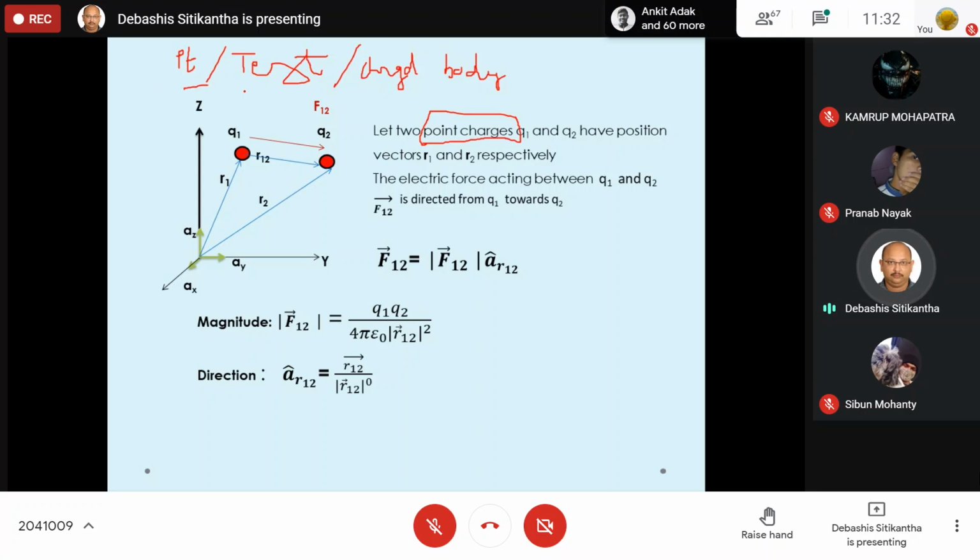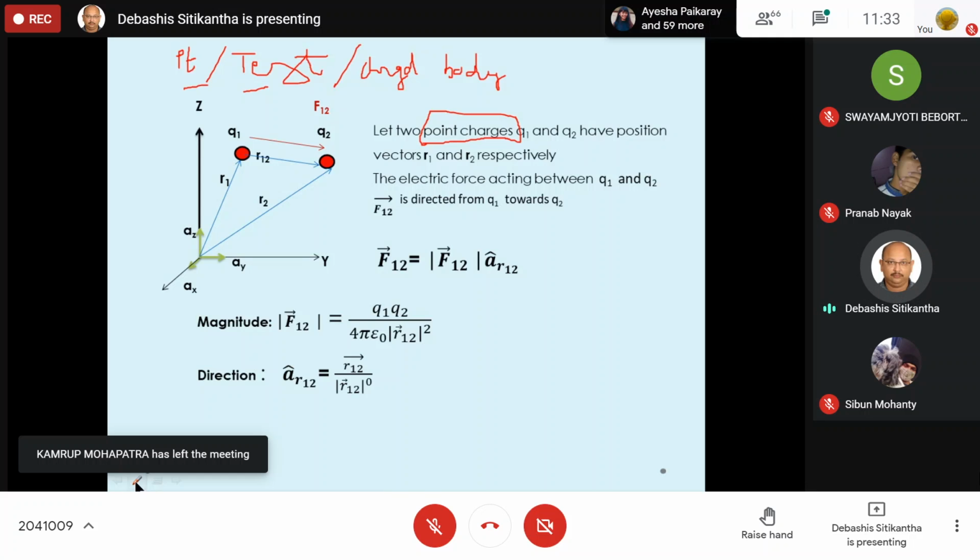Obviously, this point charge and this test charge, we will study that both of them are similar to each other, but still there are some differences. So please be very attentive and listen to what I am saying.